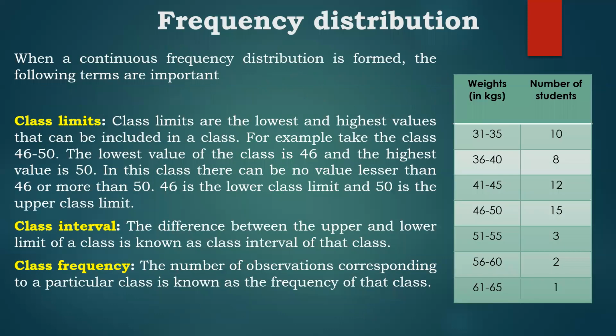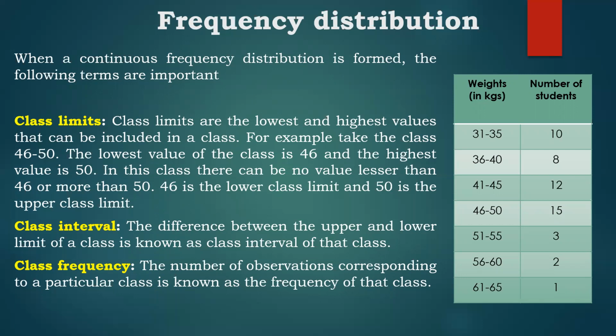Next is frequency distribution. When a continuous frequency distribution is formed, the following terms are important here. The first is class limits, the second is class interval, and the third is class frequency. First we'll see what we understand by class limits.